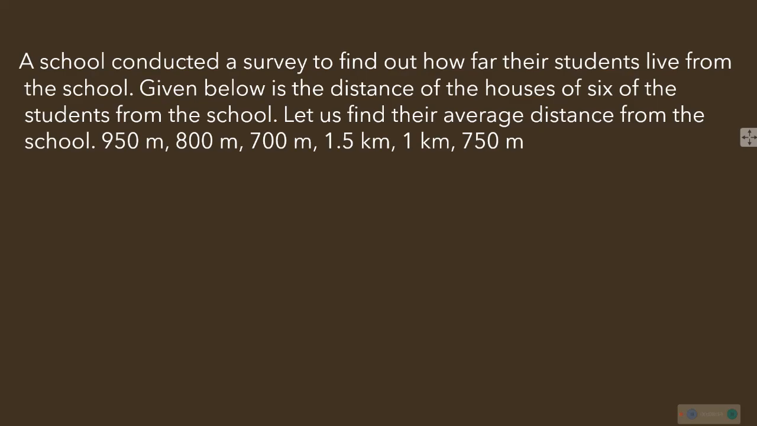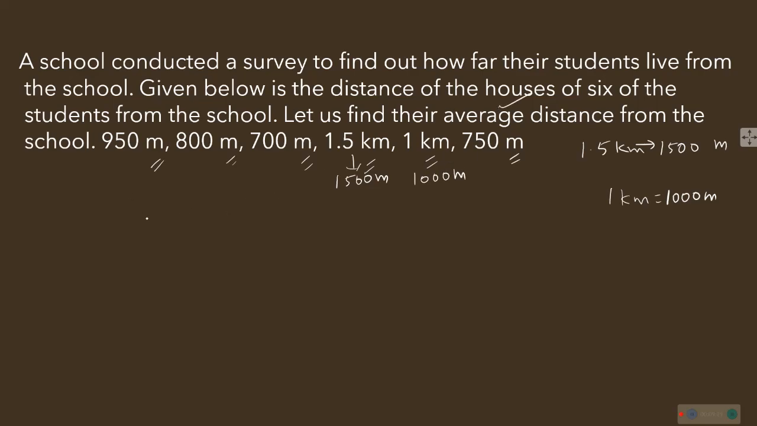So here I would like to tell you something new. Here we have the units meter, meter, meter, then a kilometer, then kilometer, again meter. So whenever we have such data, we should bring all of it into the same unit. Bringing 1.5 kilometer into meter means we have to multiply it by 1000. Why? Because 1 kilometer is equal to 1000 meter. So by multiplying with 1000, you will get 1500 meter. Here it will be 1000 meters. All these data will be in meters.